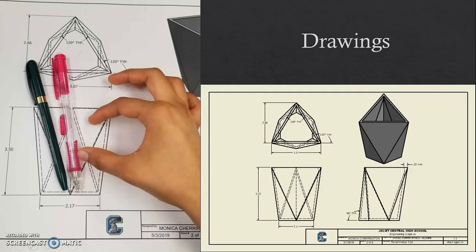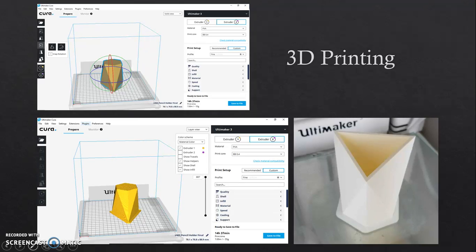And because I printed at a 1:1 scale, I was able to see how large it really would be and if I would be able to hold a decent amount of pencils. Then I sent the part to Cura to 3D print, where I changed the settings prior to printing. And here you could see it being 3D printed and the settings.